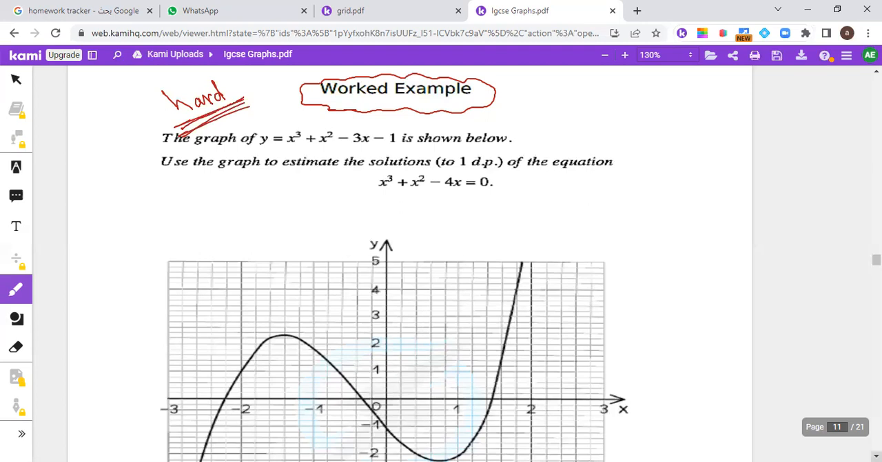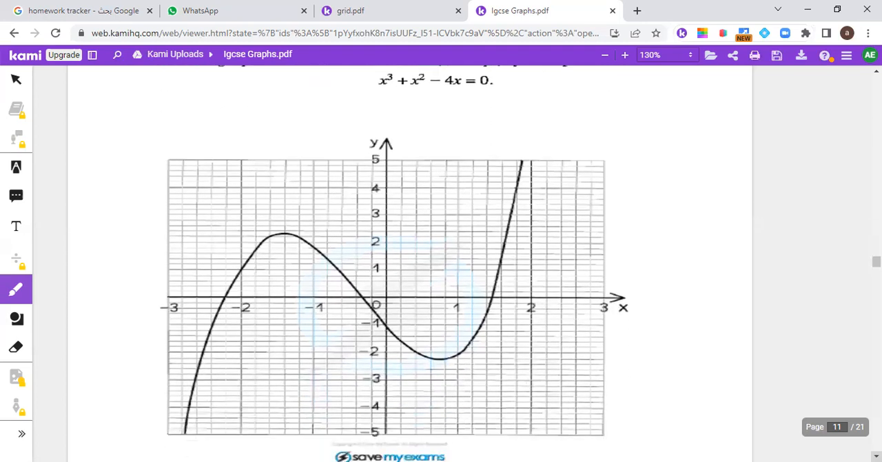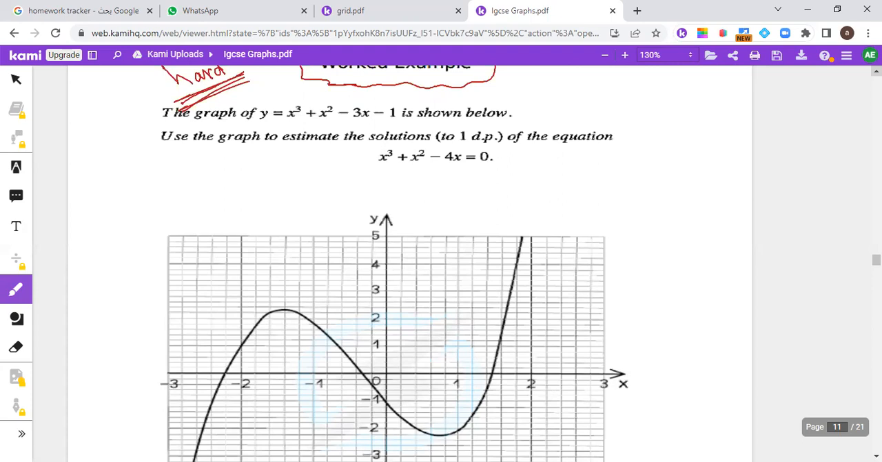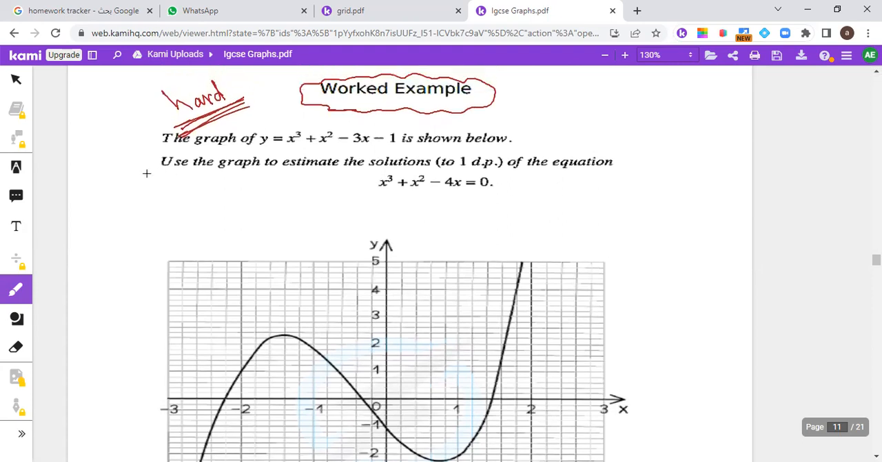Okay. In the beginning, Arish, this is the graph and it is for you. It's already drawn for you. I guess this is easy. But what is the question now? He says, use the graph to estimate the solutions of the equation x power 3 plus x power 2 minus 4x equals 0.